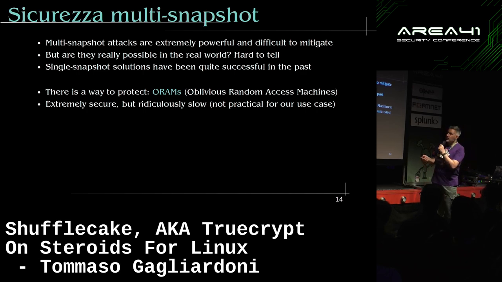These ways are called ORAMs, Oblivious Random Access Machines. These are very complex cryptographic schemes that have been shown to work. They are extremely secure. In fact, we have formal proofs of security that they work. But the problem is that they are ridiculously slow. You can use them for a very small database, maybe, but not to hide a large partition on your hard drive. That would be too slow.